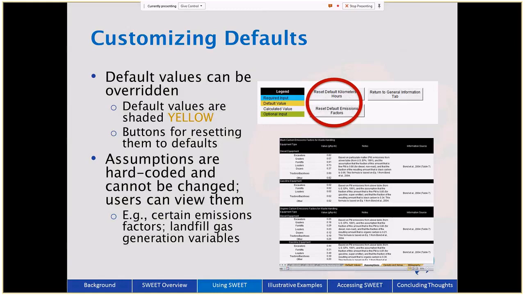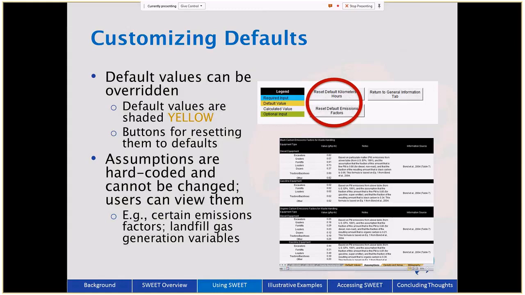In addition to default values, there are a number of assumptions that are hard-coded throughout the tool, and these cannot be changed. They're protected right now, so you won't accidentally change them. You can view these assumptions and these hard-coded inputs. And these are things like emissions factors for open burning or landfill gas generation variables. You can view them, but you can't change them. And the reason we've held these as protected values is because we think it's very unlikely that many of the cities will have this information for their own locations or localities.